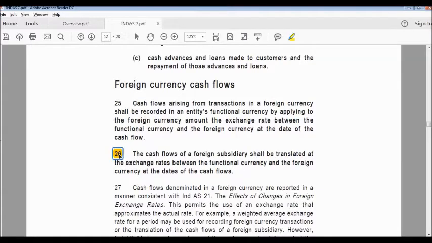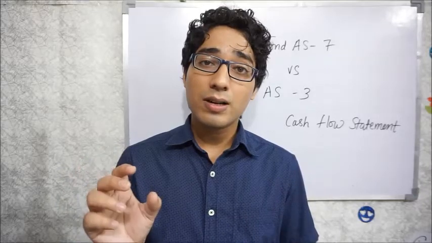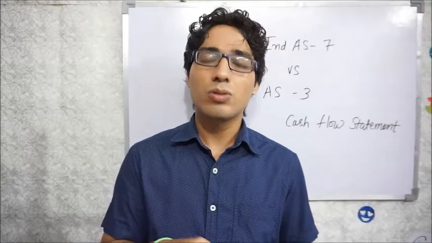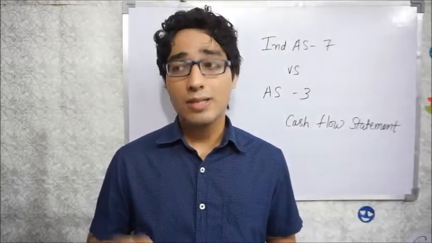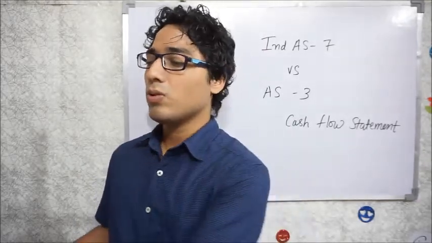It is actually paragraph number 26 that has been added. It says the cash flow of a foreign subsidiary shall be translated at the exchange rate between the functional currency and the foreign currency at the date of the cash flow. So functional currency and the foreign currency. You now have to convert the foreign currency into the functional currency at the date of the cash flow. This paragraph was not there earlier in accounting standard number 3. So this is in Ind AS 7. Again, that may not be relevant for most of you guys.